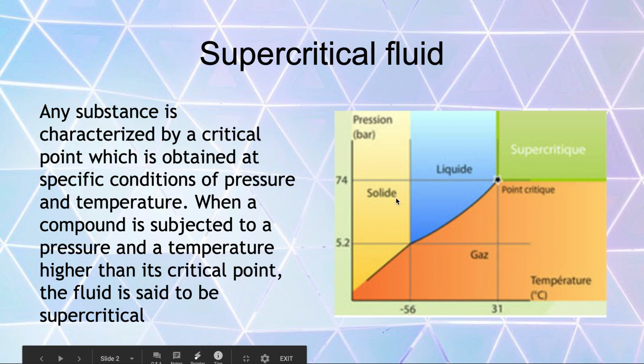So this can be shown by the phase diagram over here, where a particular substance is a solid at this temperature and pressure, and a liquid is in these areas, and it's a gas in these areas. And right here is the supercritical point. So right over here, it would be a supercritical fluid.